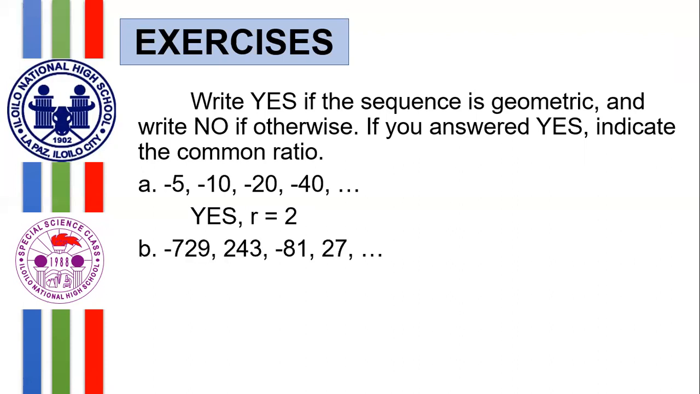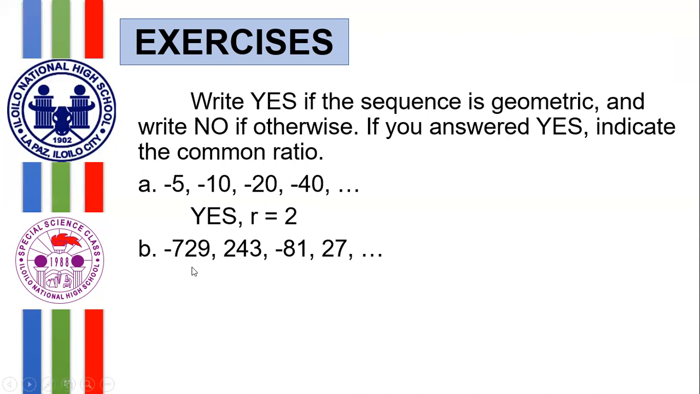How about this? -729, 243, -81, 27, and so on. You could see from here, the signs are alternating. And if you divide, but the thing is, is this still geometric or not?